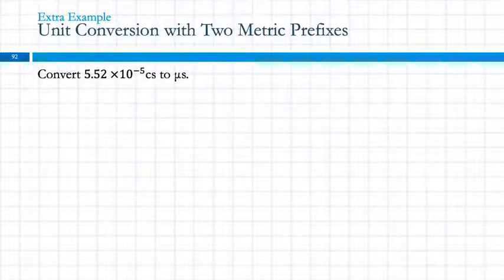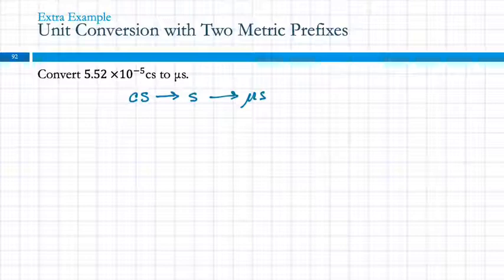Here's 1 to 2 prefixes. 5.52 times 10 to the minus 5 centiseconds to microseconds. I have 2 prefixes here. I want to do 2 steps. So I'm starting with centiseconds, and I'm going to microseconds. In the middle, I want just the second, because I can go from centiseconds to seconds in 1 step, and I can go from seconds to microseconds in 1 step. There are questions on the worksheet where you have to do this.